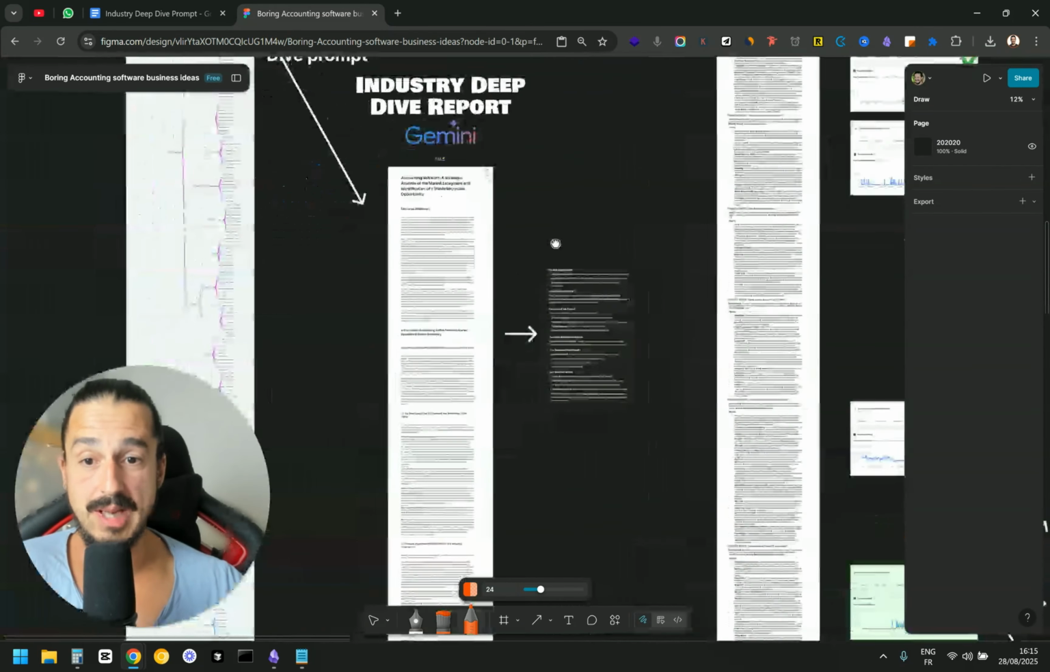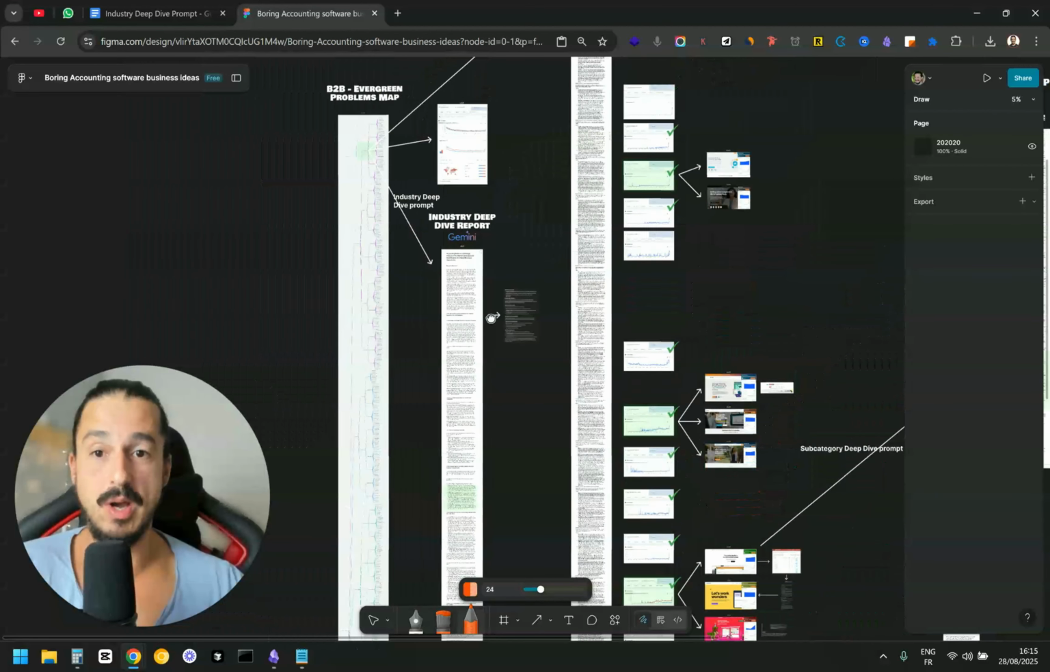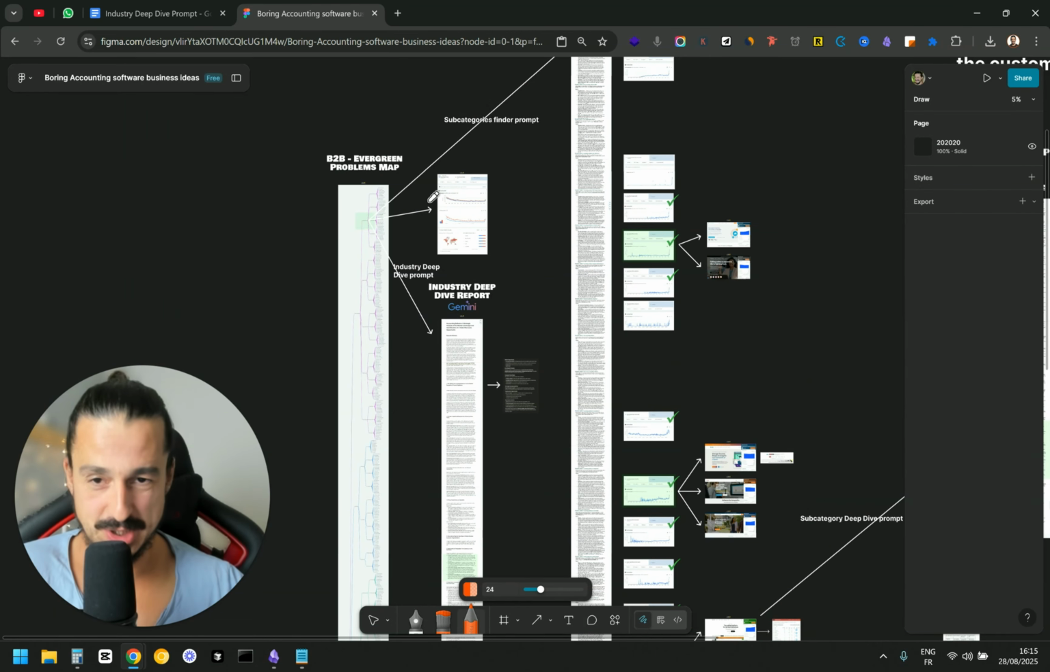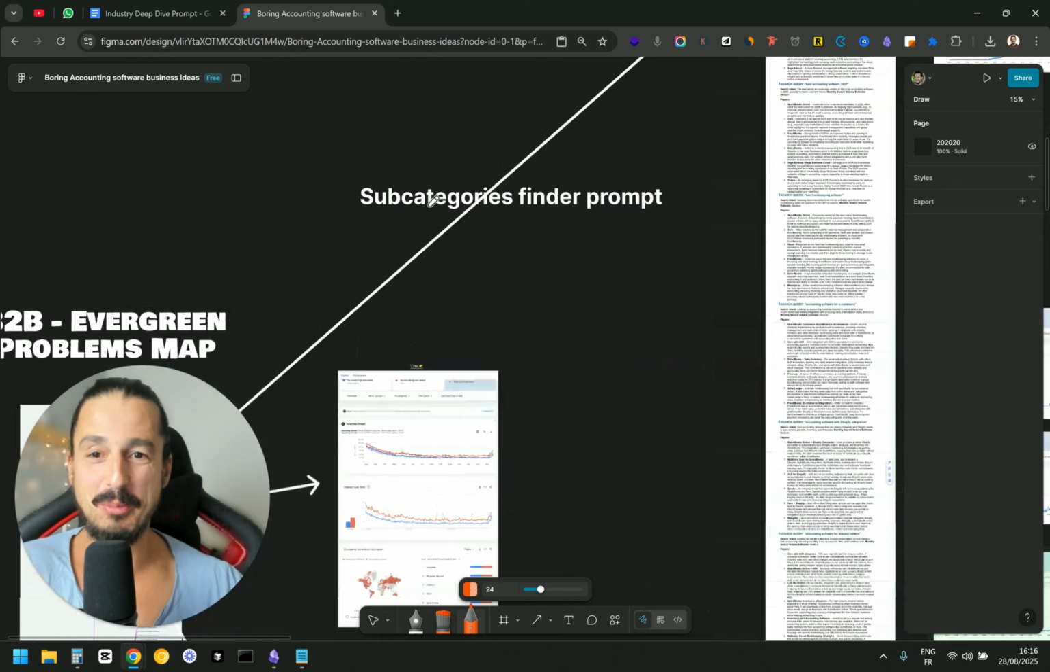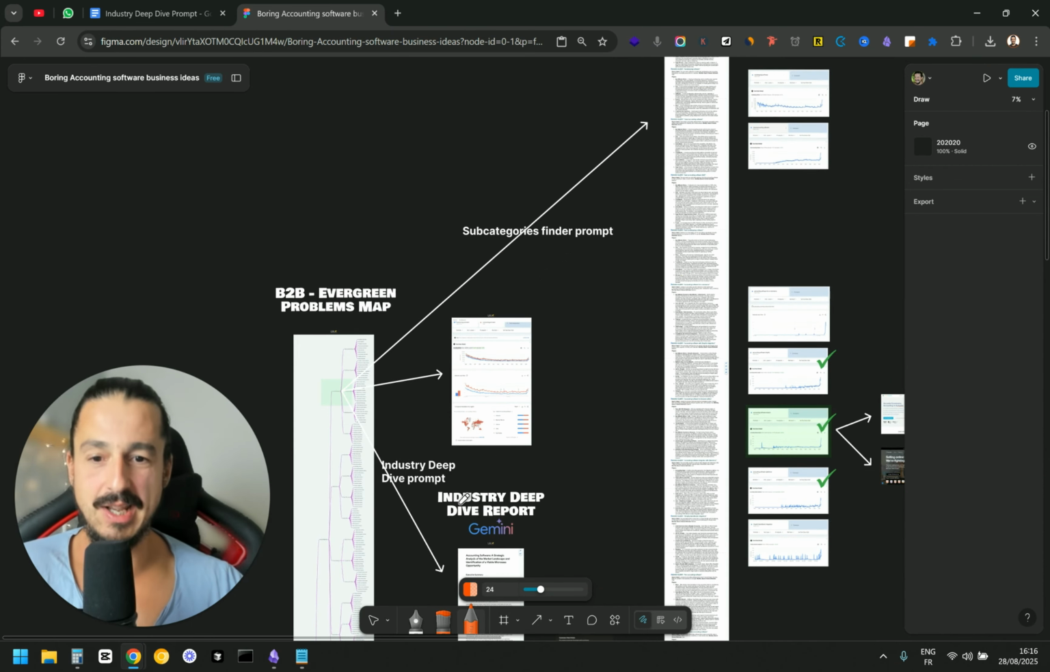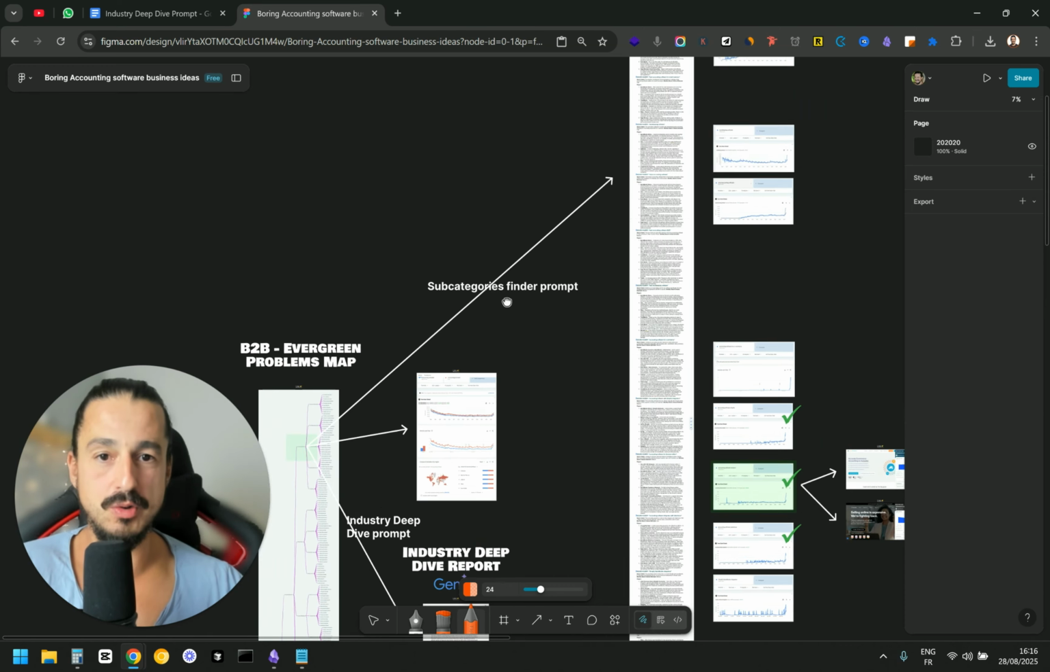So now that I know about the market, I picked one, I made sure there is demand. It's a growing market. I educated myself. Now I want to start listing the subcategories. And to do that, I again use another prompt, the subcategory finder prompt, which is again another prompt for deep research.